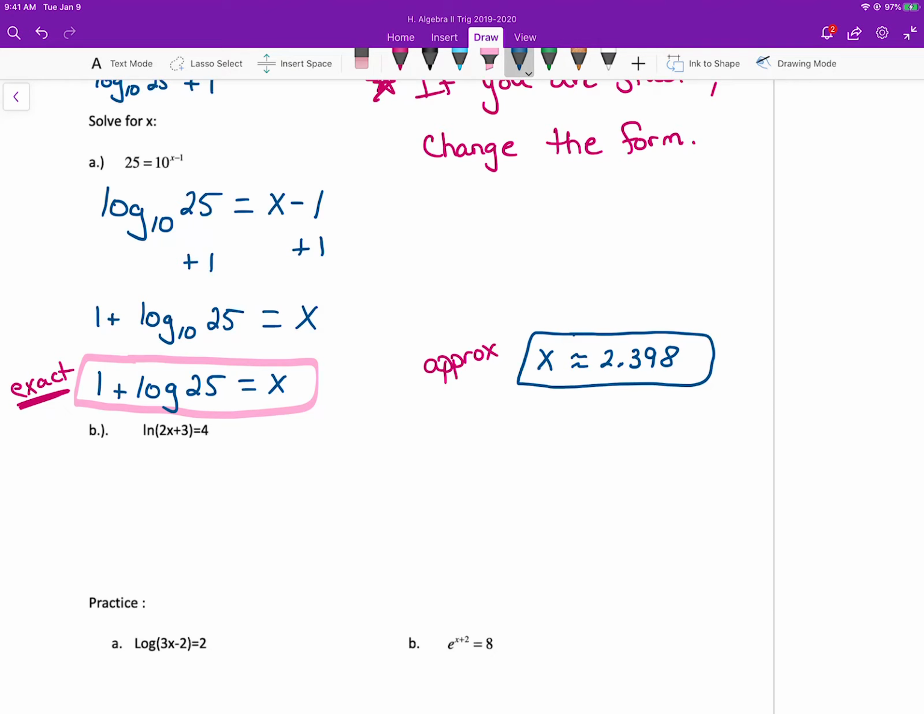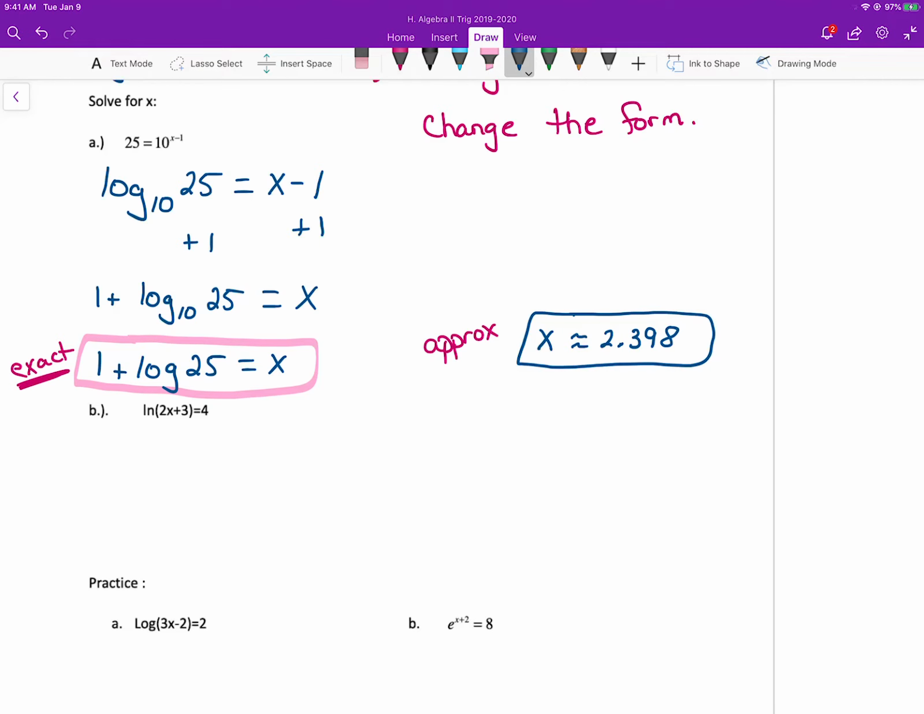Okay, now we're going to do B. This one is a natural log. The first thing I'm going to do for the natural log is rewrite this with the base. Anytime you see ln, that's the same thing as log with a base of e, and I have this 2x plus 3, and then equals 4.